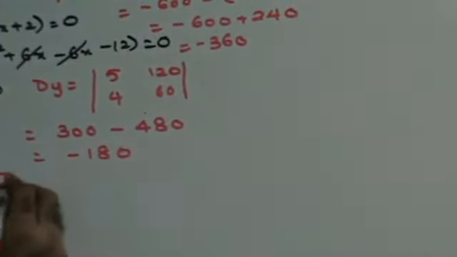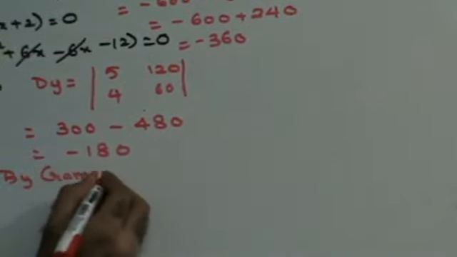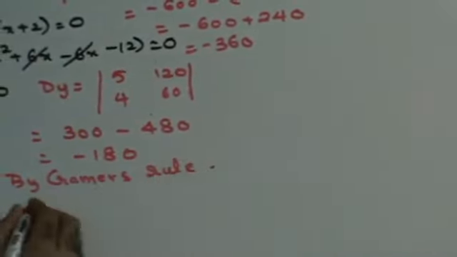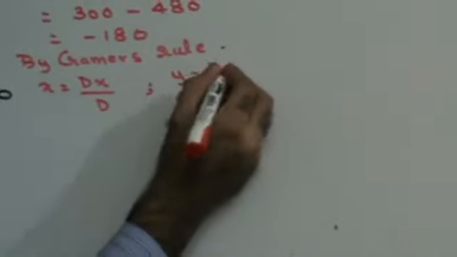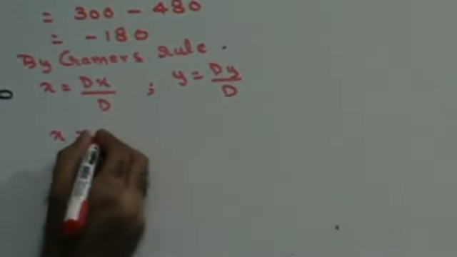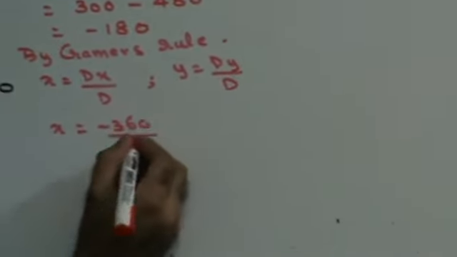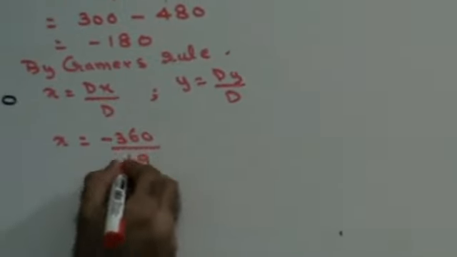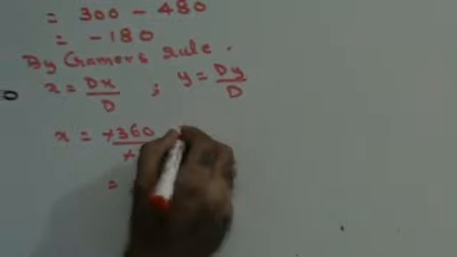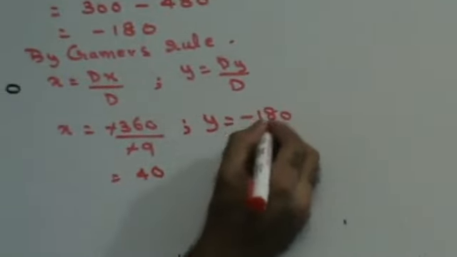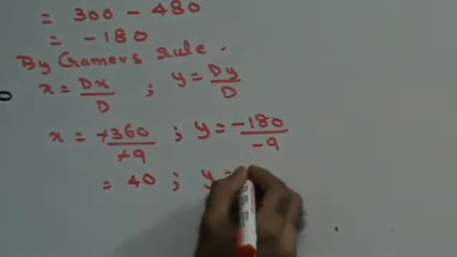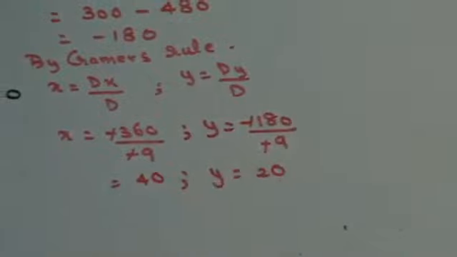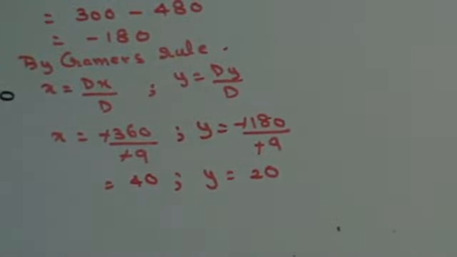Once you have this, then you apply Cramer's rule. By Cramer's rule, you can say x is dx upon D and y is dy upon D. So x is dx, minus 360, upon D, minus 9, and y is dy upon D, minus 180 upon minus 9. So minus minus 120. So x is going to be equal to 40 and y is going to be equal to 20.